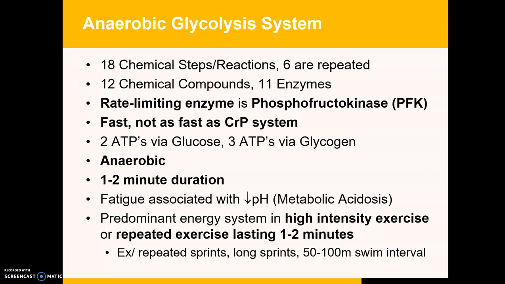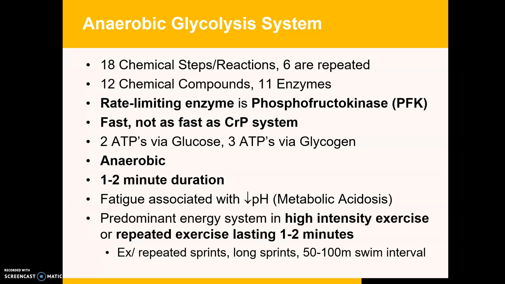Okay, to summarize, the characteristics of the anaerobic glycolysis energy system. Number 1, it has 18 chemical steps or reactions and 6 are repeated. So it has 12 chemical compounds, 11 enzymes, and it involves what we call a rate limiting enzyme, phosphofructokinase or PFK, as mentioned just now. It is fast, but not as fast as the creatine phosphate. Kalau kita tumis tu 5 to 10 seconds, this is about 1 to 2 minutes.